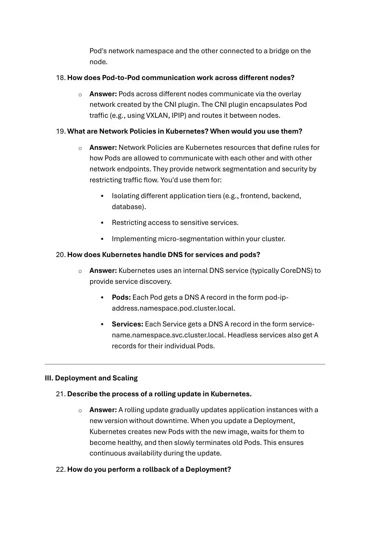3. Deployment and scaling. 21. Describe the process of a rolling update in Kubernetes. Answer: A rolling update gradually updates application instances with a new version without downtime. When you update a Deployment, Kubernetes creates new pods with the new image, waits for them to become healthy, and then slowly terminates old pods. This ensures continuous availability during the update.